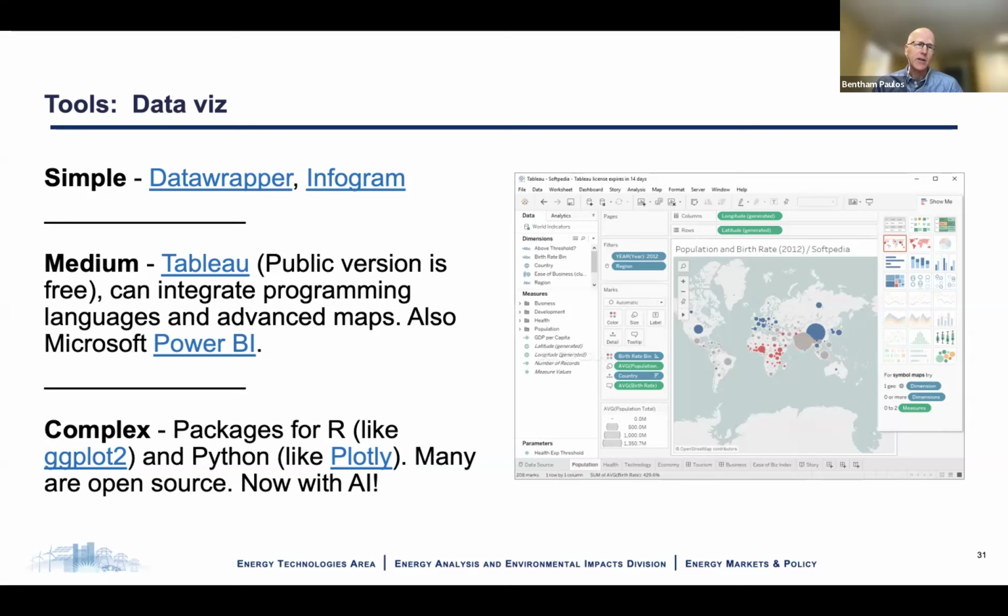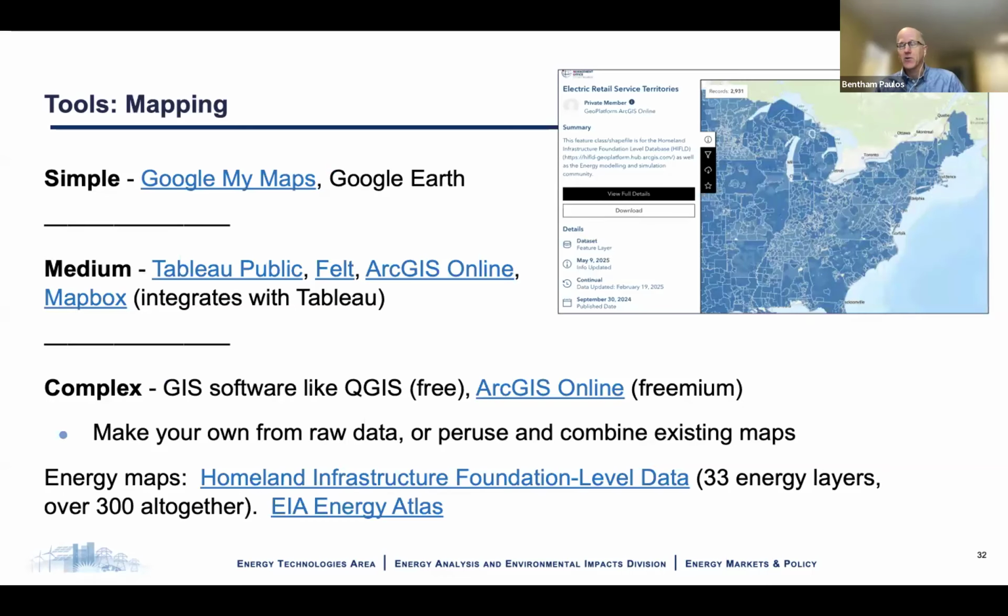And then there are more complicated choices. Programming languages like R and Python, you can get data viz packages that go with them, like ggplot and plotly. A lot of these are open source, so they don't cost anything. And increasingly, all of these things are integrating artificial intelligence, AI. So that's a rapidly evolving space that I'm just now starting to pay attention to. Mapping tools, again, range from simple to complicated.